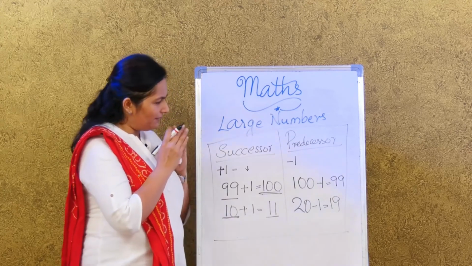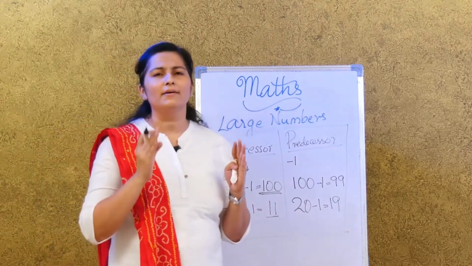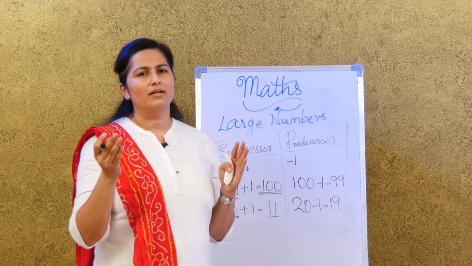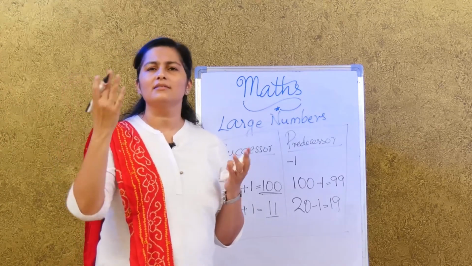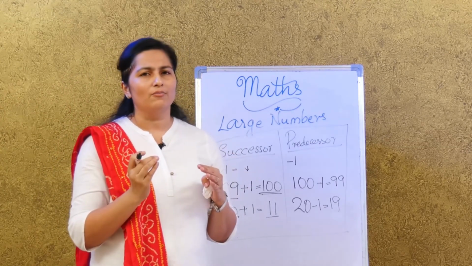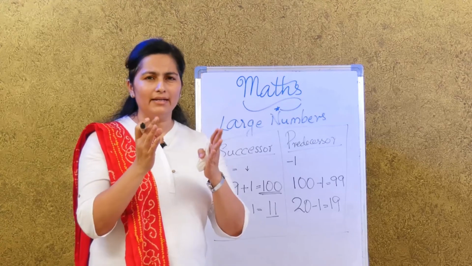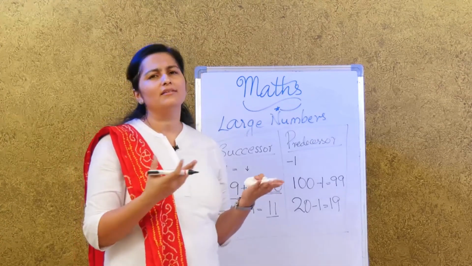It's simple and easy if you just remember: any natural number +1 gives a new number, which is the successor. When you subtract 1 from any natural number, the number that you get is the predecessor. It's easy as that, okay?